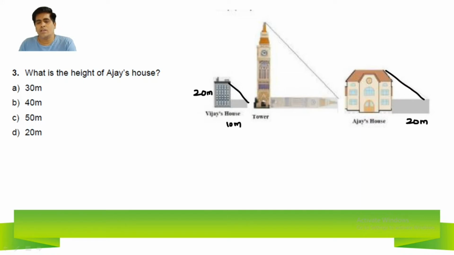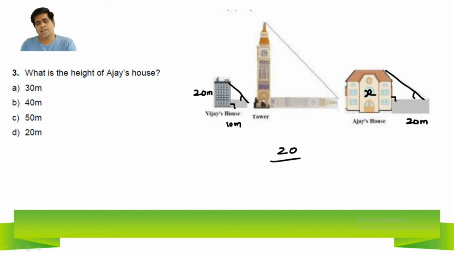So again, these two triangles are similar triangles. Why? Because both the angles are equal: 90, 90, and theta is equal. Now we can find the height of Ajay's house. Here I am taking it as x. So let us take the heights of Vijay's house as well as Ajay's house.